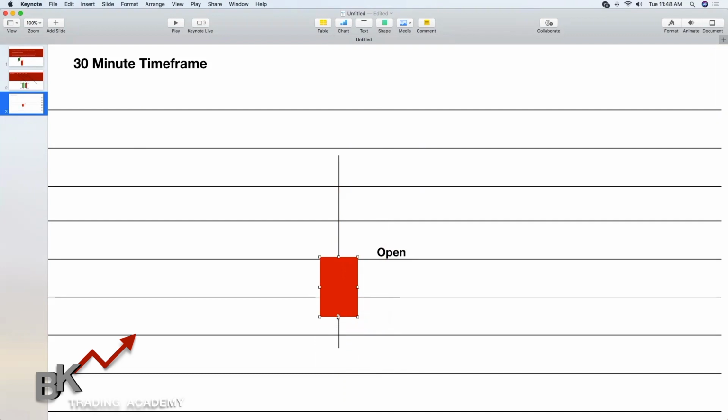And let's say it stopped and it closed right here. So I'm going to go ahead and just type close right here. So this candle is telling us a story.